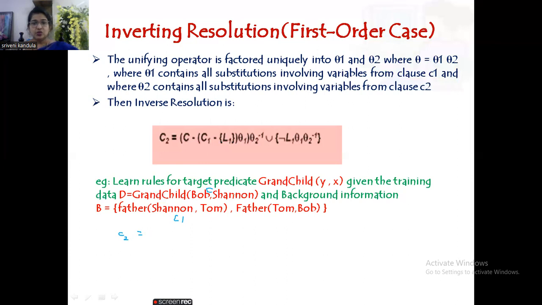In these two, what is common? The common thing is Shannon. And here, if you observe, it is grandchild of y comma x. So let us start the substitution also here. Let me take this Shannon as x, Tom as y, Bob as z. So now we have to perform C1 minus L1. So what should be our L1?